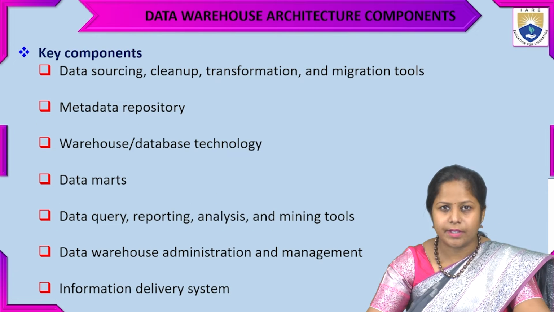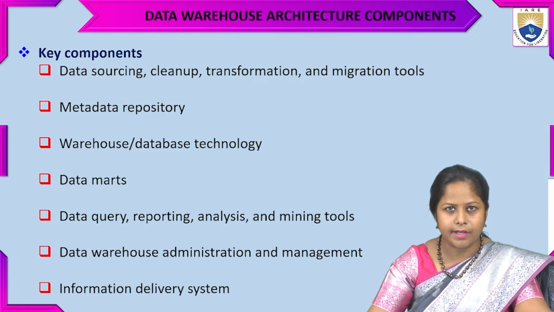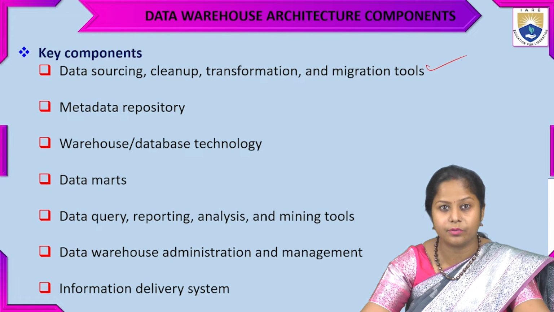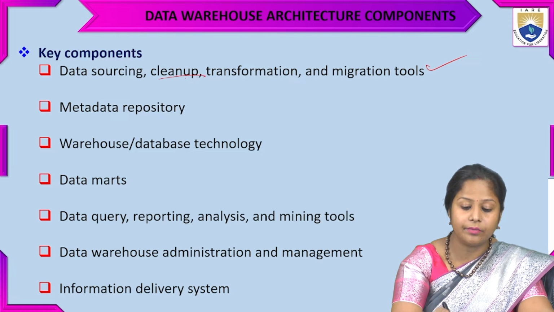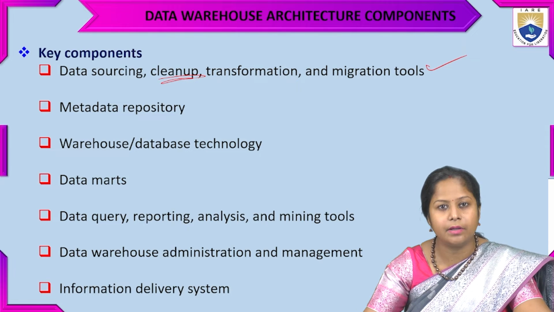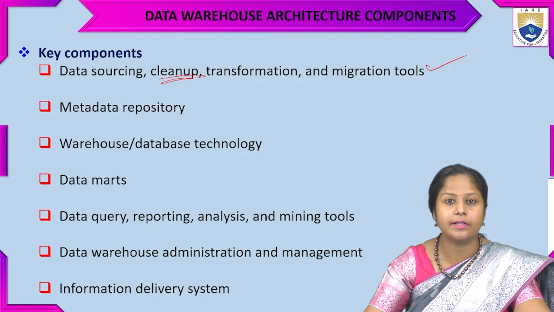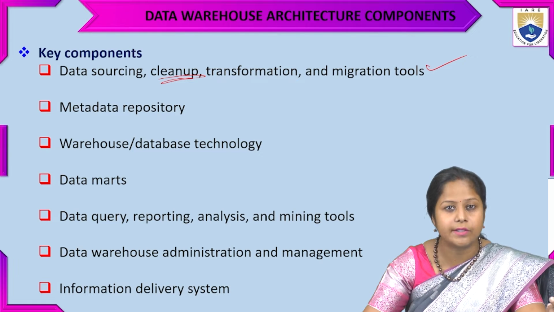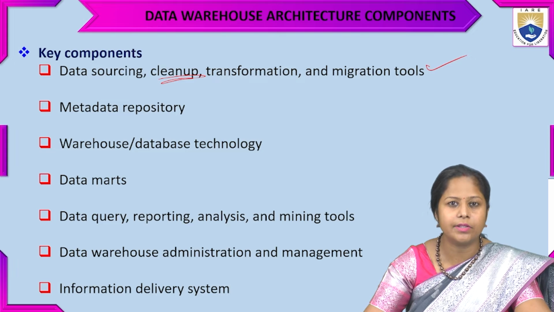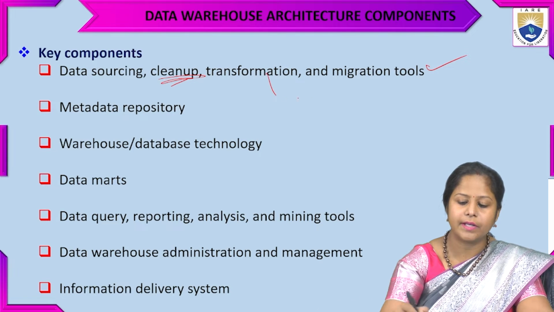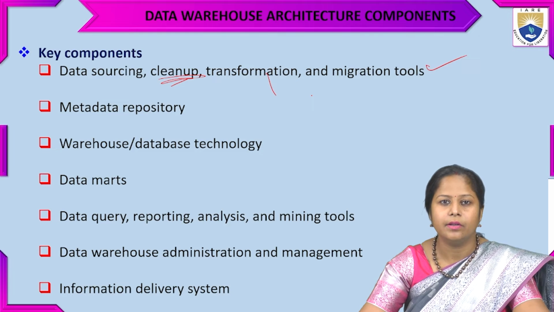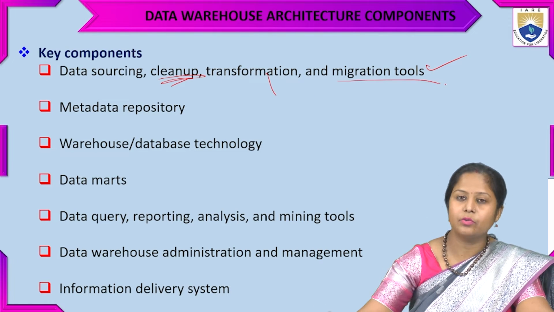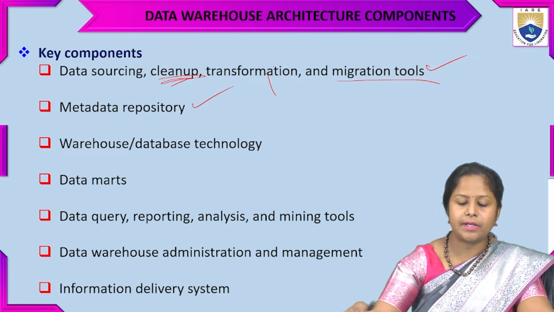The key components of data warehouse architecture are, first, data sourcing, meaning from where we are sourcing the data. Then the cleanup of the data: in the cleanup process we fill in the missing data and exclude some data. These are all the processes that go into cleanup. Then transformation, where data is transformed from one format to another format. Then the migration tools.